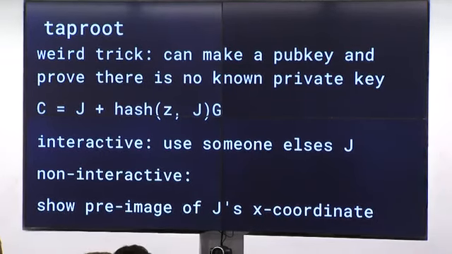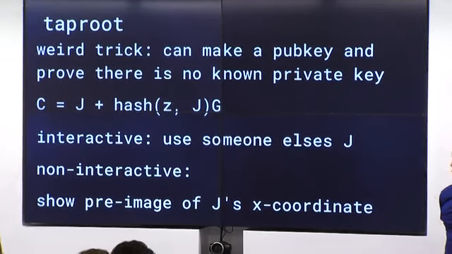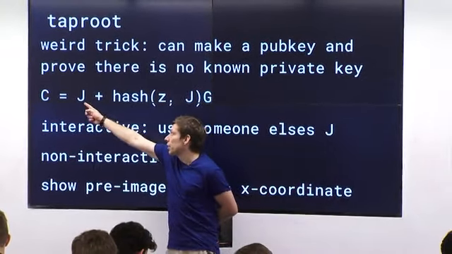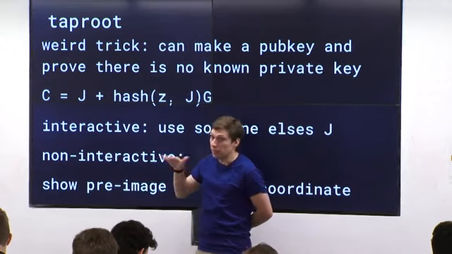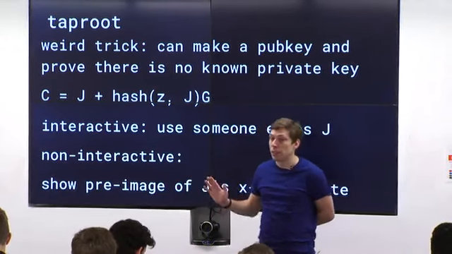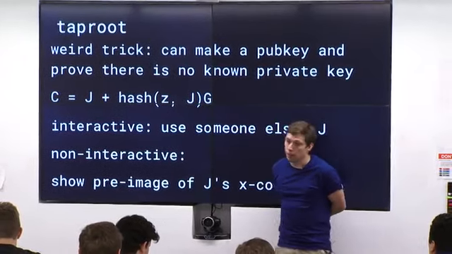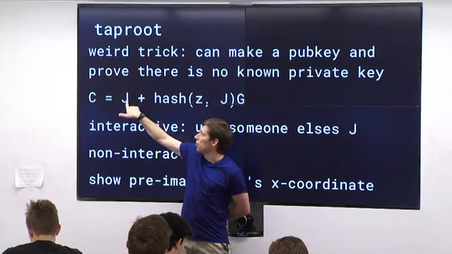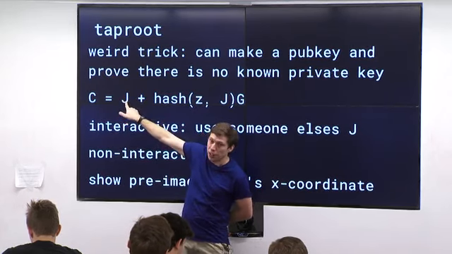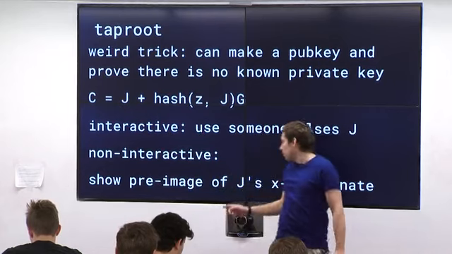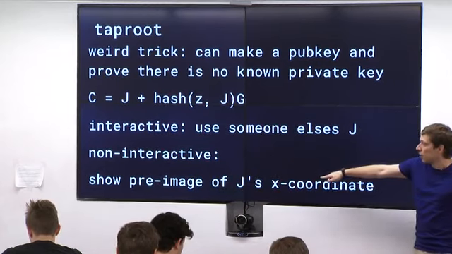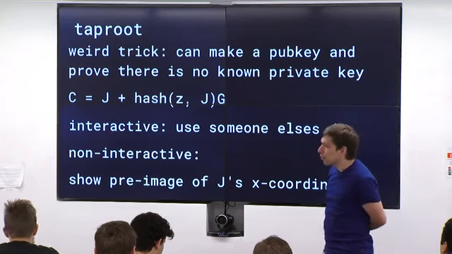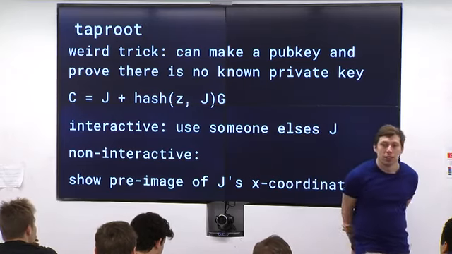You can publicly publish it if you want and tell everyone in the world, hey, this C is actually this J plus this script Z. They still can't spend it, right? That can be public even beforehand. And then they can see, oh, there's a script and a key. And you can also sign something and prove that you know the private key for J. So you can prove that there is no J kind of thing.